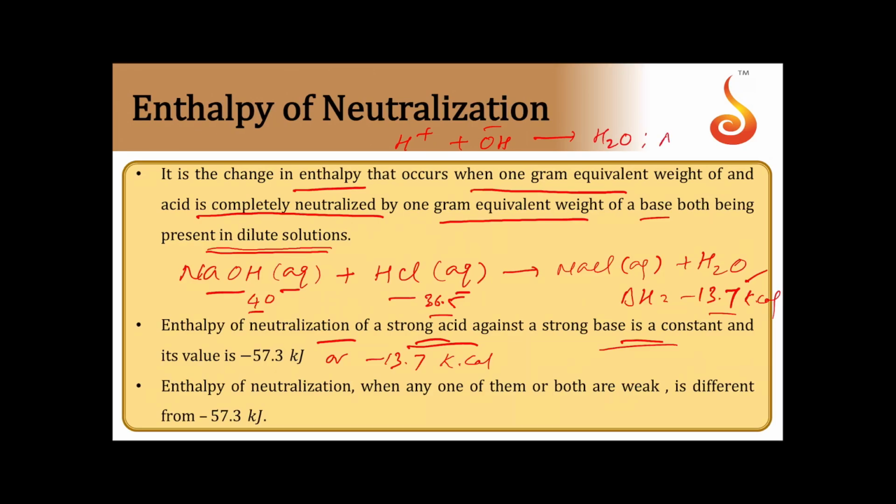Under these conditions, the delta H value is equal to minus 13.7 kilocalories when you take 1 mole of these two. Now, when any one of them or both are weak, the enthalpy of neutralization is different from the value minus 57.7, different from the value minus 57 that we have.